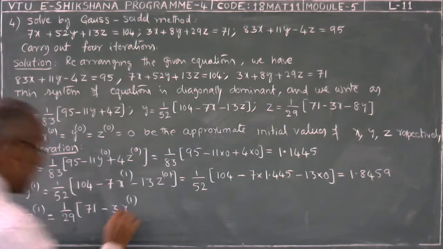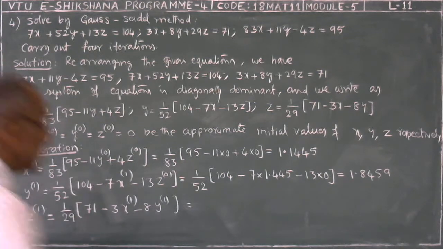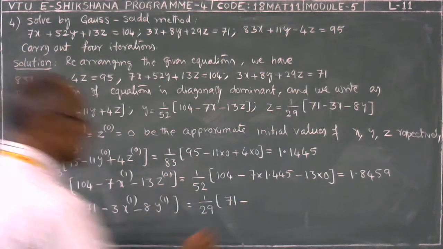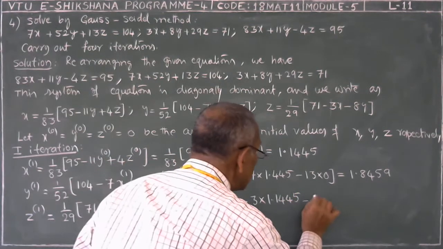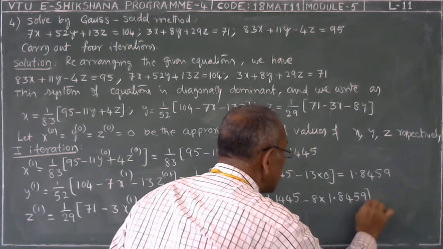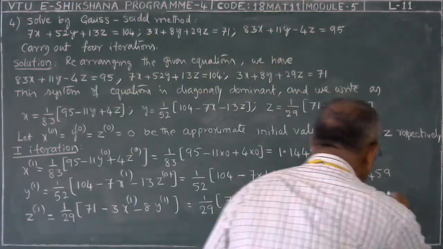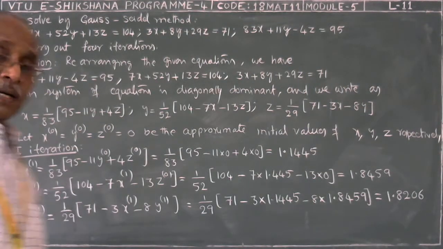The z1 will be 1 divided by 29 into 71 minus 3 x1 minus 8 y1. The newly obtained value is used in the immediate next equation. So this is equal to 1 divided by 29 into 71 minus 3 into 1.1445 minus 8 into y1, y1 is 1.8459. So if you compute this carefully, you get z1 is equal to 1.8206. This is the first iteration. So likewise, we have to continue till the fourth iteration.